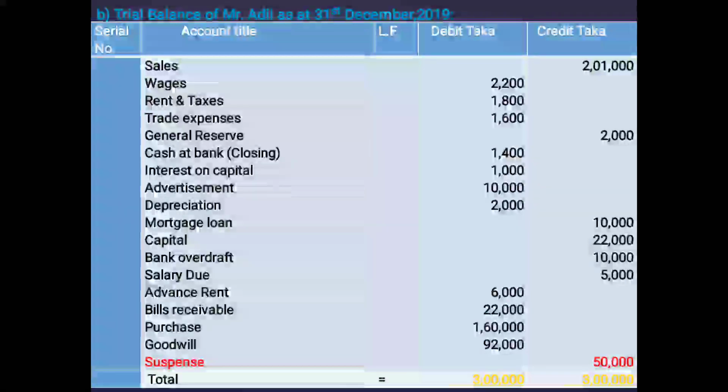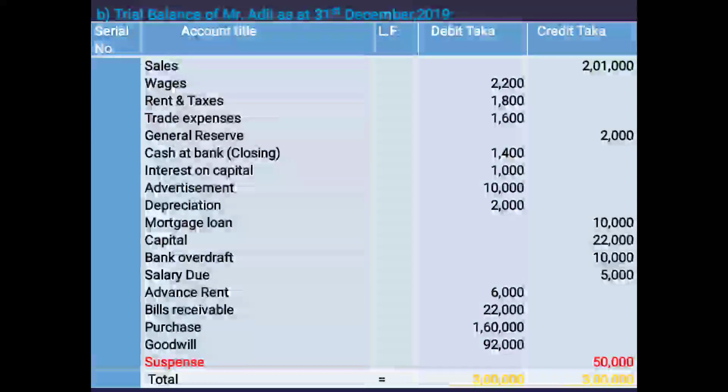Goodwill is the amount of super profit, that is one kind of fixed asset, an intangible fixed asset. We know all assets show a debit balance. So goodwill is debited in the trial balance for taka 92,000.